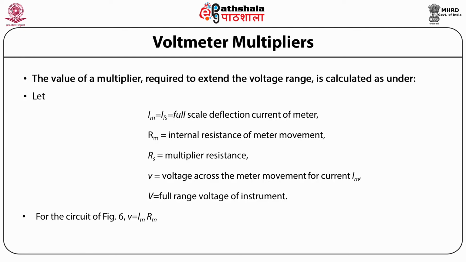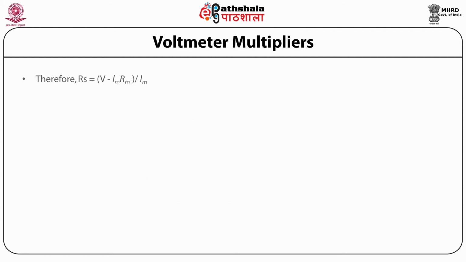For the circuit of figure 6 in the previous slide, small v is equal to Im Rm, and capital V is equal to Im multiplied by (Rm plus Rs). Therefore, Rs is equal to (V minus Im Rm) divided by Im.